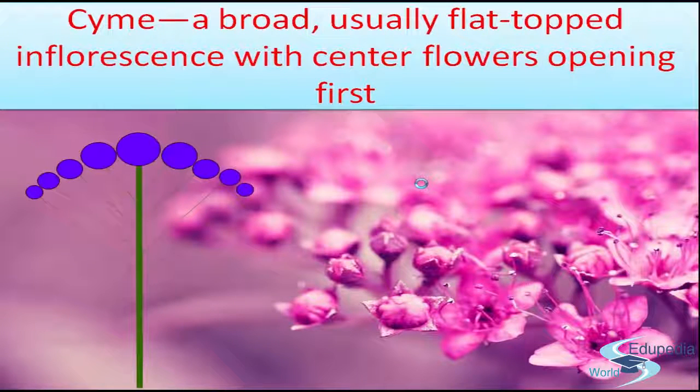Okay, now comes your cyme. Cyme is a broad, as you can see, broad, usually flat-topped inflorescence with the center flower opening first. So this flower opens first, then this flower opens, then this, and then this. Okay, and the flowers near the apex have short pedicels, and the younger flowers which are present at the periphery have longer pedicels.